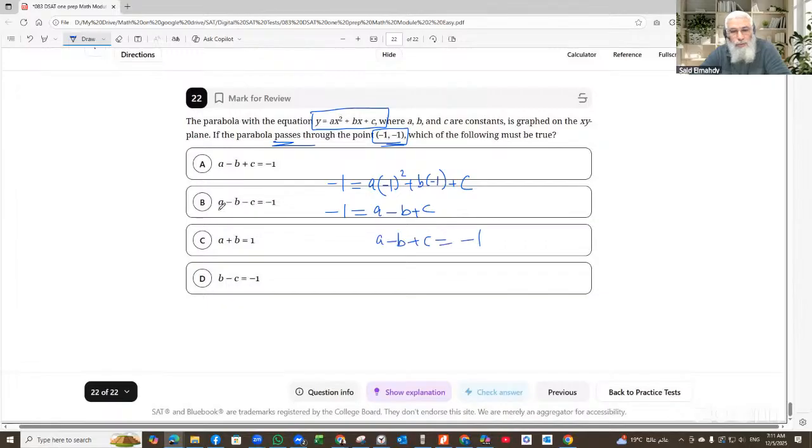Where is this? A minus b plus c equals negative 1. This option is not correct. This is the correct answer. So A is the correct answer. And that's it. This is the last question.